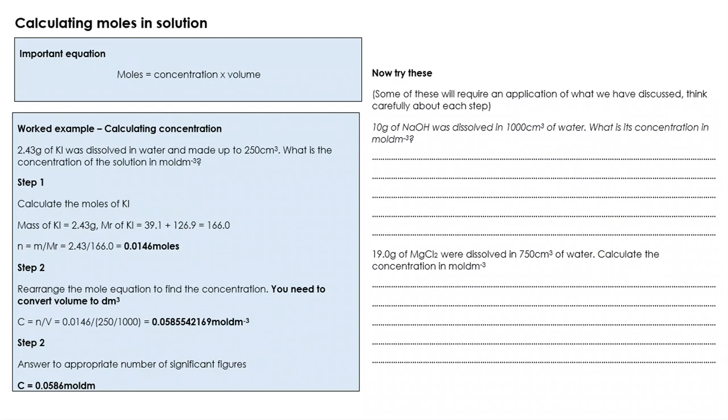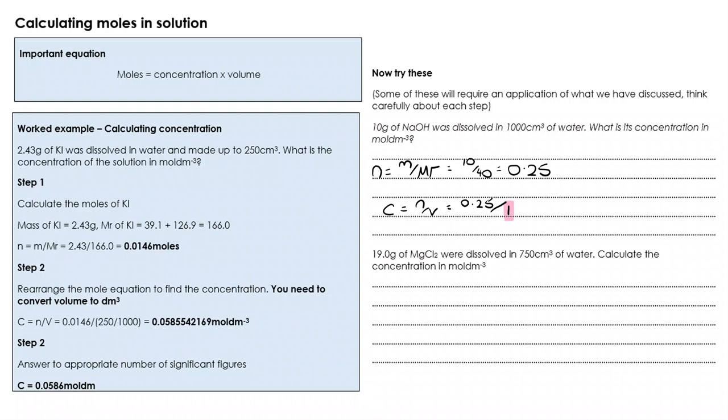Carrying on here, we're calculating moles in solution. I've already shown you the triangle, but n is c times v. Moles is concentration times volume. Worked example provided. We've then got some for you to try. Pause and give it a go. So in this case, we've been given a mass. We actually need to work out the number of moles. We're using n is m over MR. 10 divided by 40 means there are 0.25 moles in 1,000 centimetres cubed.